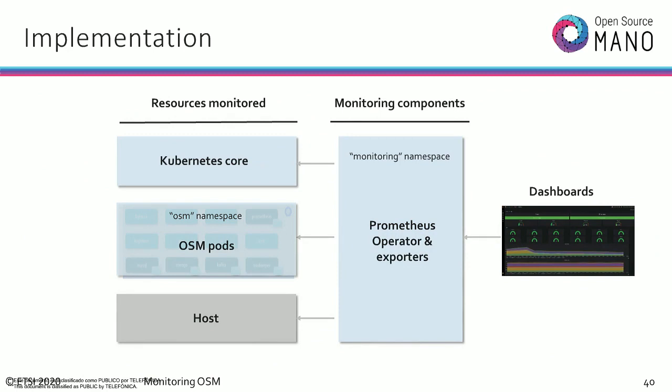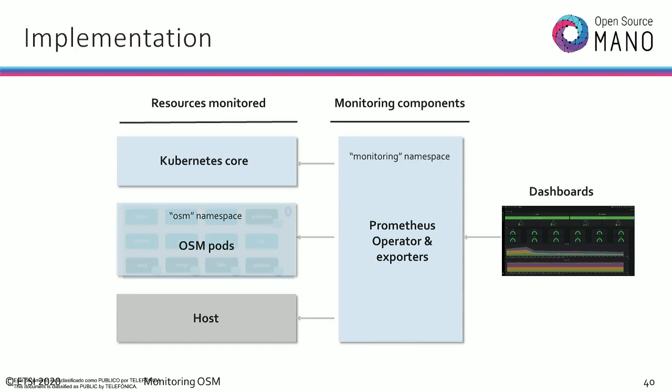A detail about the implementation: all the components for this monitoring infrastructure are deployed in a different namespace in order to isolate it from the OSM namespace. If you list the pods there, at first glance you will see a number of pods, maybe too many, but this is how Prometheus operator works. And as I said, the resource consumption is not too high. I mean, you can run this on your laptop as the rest of OSM without any issues.